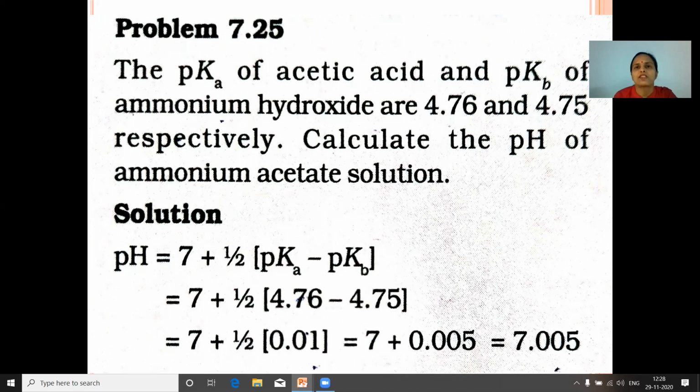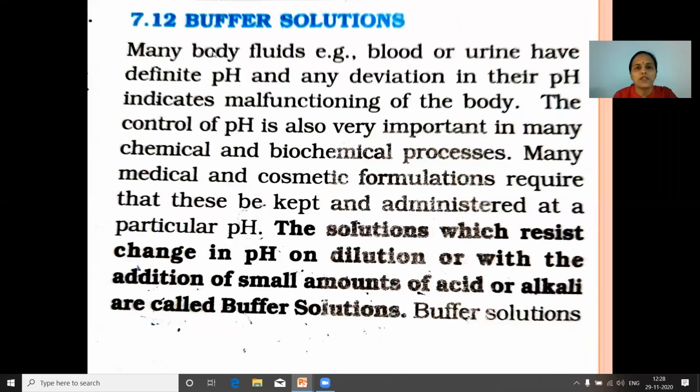So the answer here is 7.005. So the solution is basic in nature. Next, I come to buffer solutions.